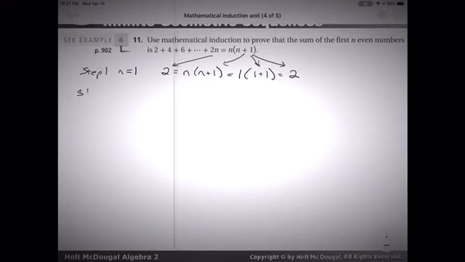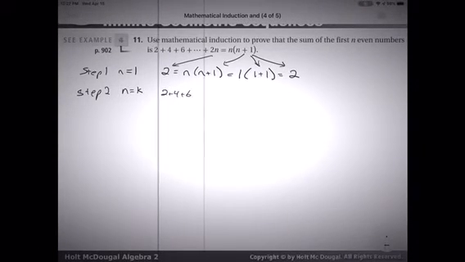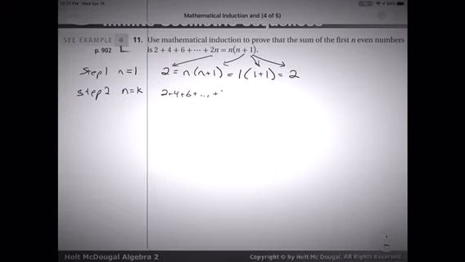All right, so step 2, we'll do n equals k. And so we just fill in a k. And we assume that that is true so that we can do step 3. So 2 plus 4 plus 6 plus ... plus 2k is equal to k times k plus 1.